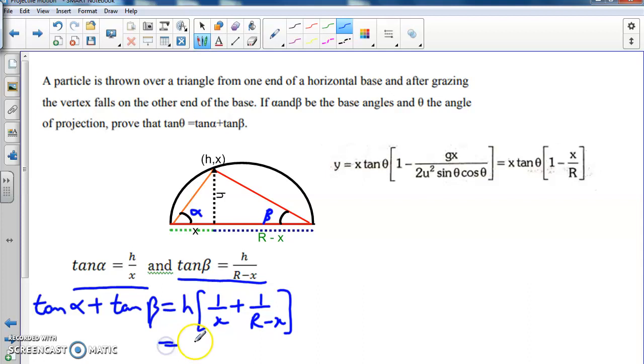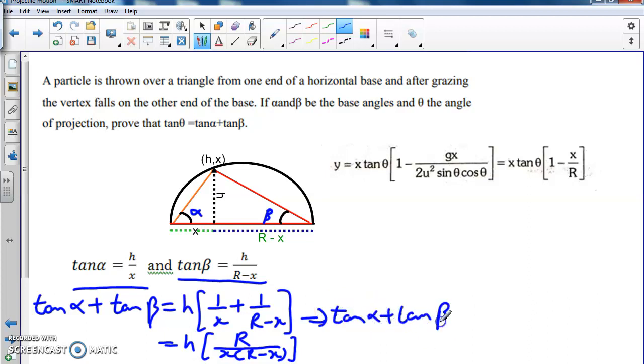which is equal to h common, LCM is x into r minus x, r minus x plus x is r, so therefore we get tan alpha plus tan beta is equal to hr upon x into r minus x.